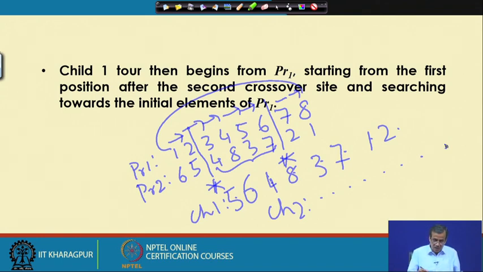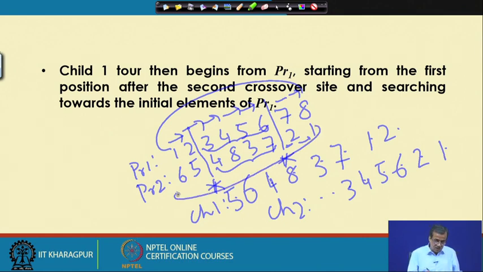Now, to get child 1, these cities I copy first, like your 3, 4, 5, 6. Now, I concentrate here. So, 2 is not there, so let me copy 2 here. Next is 1, 1 is not there. So, let me put 1 here.